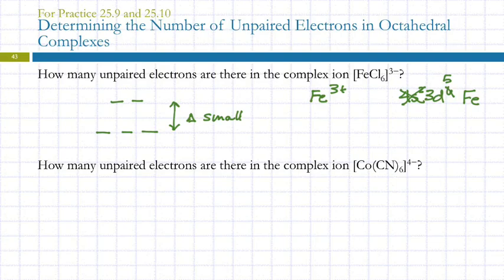Small field difference, 1, 2, 3. Where's the 4th one going to go? It's going to go up. 4, and the next one's going to be up there too, 5. So how many unpaired electrons? 5.